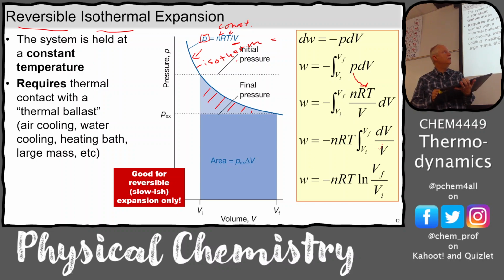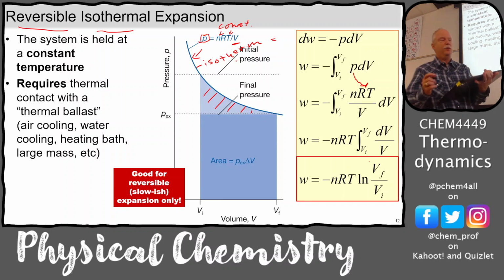And then this is a known integral that's the natural log of V final minus the natural log of V initial. And so whenever you have that subtraction from the integral, that ends up giving you the ratio of V final over V initial. And so this is a really important equation, and you will use it frequently if you see things like reversible isothermal. So if you're talking about reversible isothermal expansion, this is the equation you use.